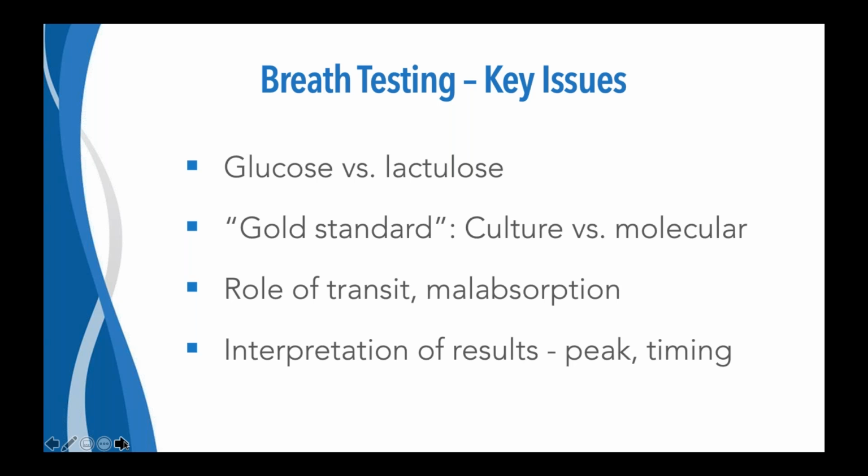Then there are also issues with the gold standard. For many years, the gold standard has been considered to be culture from small intestinal aspirates, but even that has changed over the years. It used to be that was done more in the jejunum, but now for technical reasons, it's more common to assess the duodenum, which may have a somewhat different number of bacteria and also makeup of bacteria.